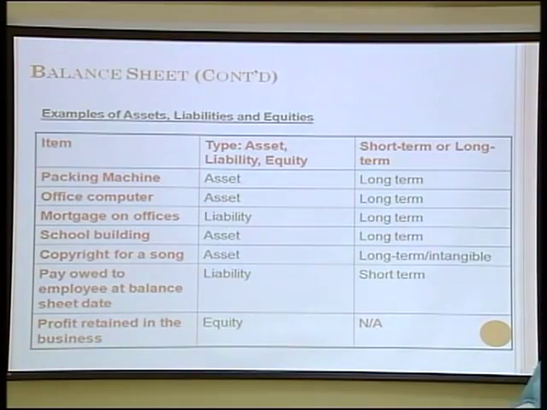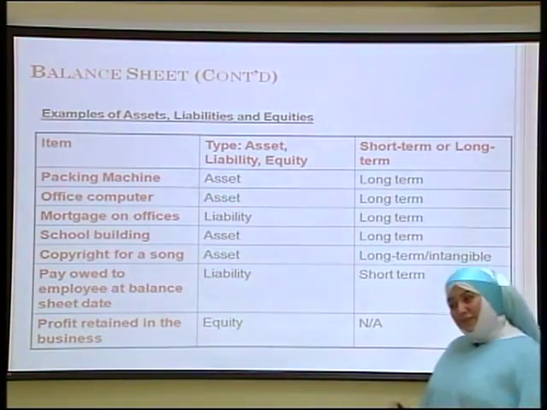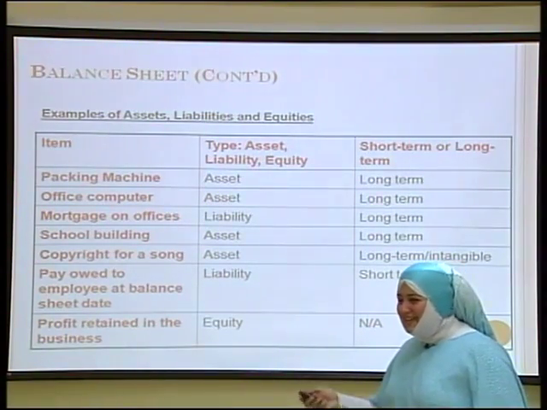Let's see the answers. The packing machine is a long term asset. The office computer is a long term asset. Mortgage on offices is a long term liability because it is like any loan. The school building is a long term asset. The copyright of a song is a long term intangible asset. The pay owed to employee at balance sheet date is a short term liability. And the profit retained in the business is equity. Very good. Now we have a very good accountant with us.